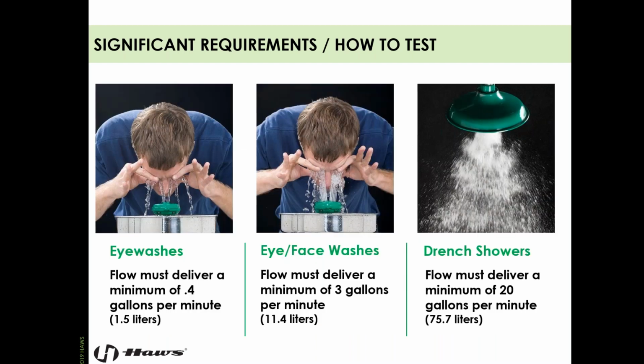Now, each piece of equipment has its own requirement for the amount of water it has to dispense. Eyewashes have to deliver 0.4 gallons per minute. Those are identified pretty easily because it's just 2 very simple streams of water, like you see on the left there. An eye/face wash is more complicated. You have the 2 streams for the eyewash in the middle, but then a lot more openings for water that will rinse your forehead, cheeks, and mouth area.